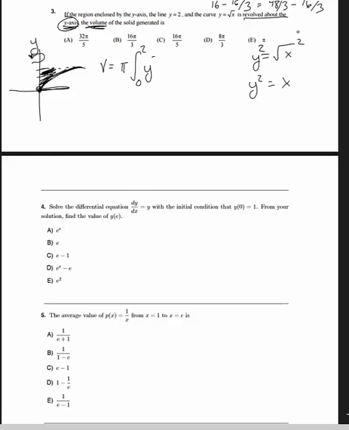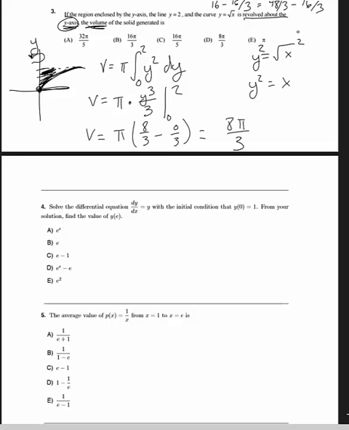of y squared dy. Then we get volume equals pi times y cubed over 3 from 0 to 2, which will be, I'm going to factor out the pi, 2 cubed is 8 thirds minus 0 thirds, and that's just 8 pi over 3.